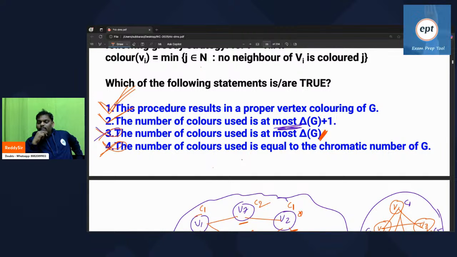4. The number of colors used in this particular algorithm is equal to the chromatic number of G. Means indirectly we are saying chromatic number finding is a decidable problem because there is a greedy algorithm. No guarantee. No guarantee.